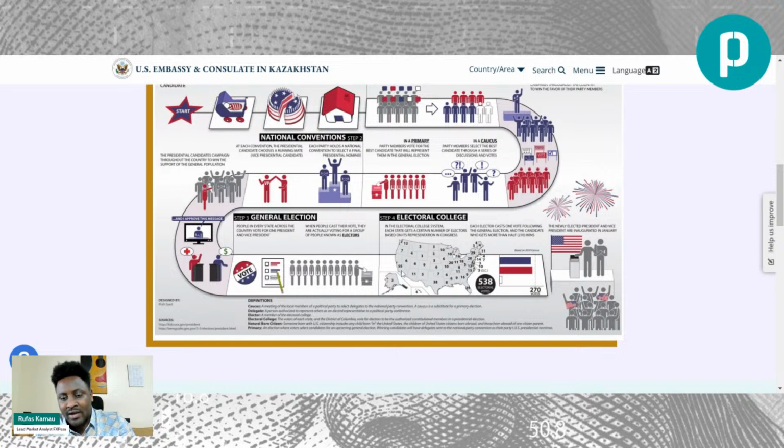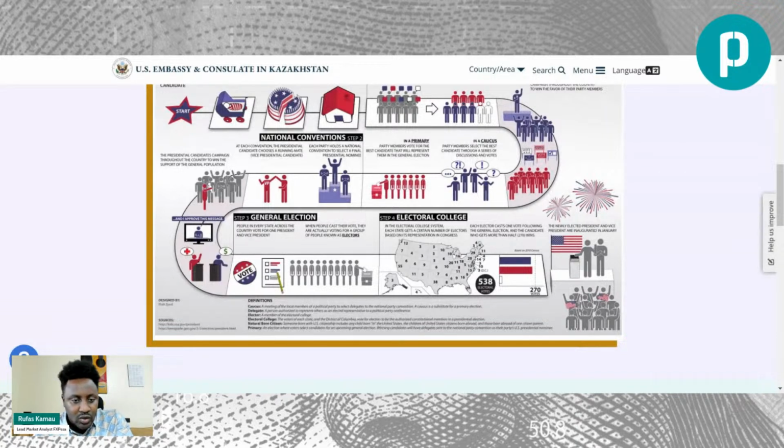We can already see examples here. There's a state with 55 electoral representatives, and some states have only 3. This shows you that there is a different number of electors in different states. Once they are selected, they also go and vote and decide who becomes the next president of the US. Each elector casts one vote following the general election, and the candidate who gets more than half, that is 270, wins the election.